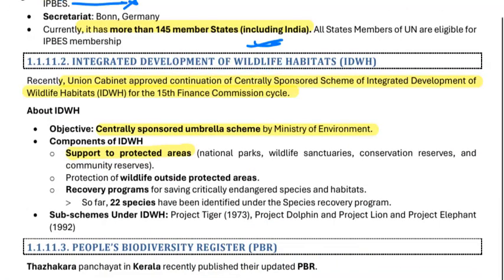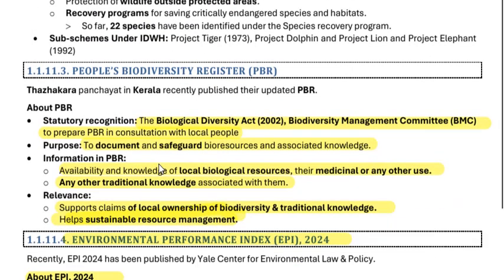Okay. Next is the Integrated Development of Wildlife Habitats. The Union Cabinet approved continuation of the centrally sponsored scheme of Integrated Development of Wildlife Habitats for the 15th Finance Commission cycle. It is a centrally sponsored umbrella scheme by the Ministry of Environment. It supports the protected areas. Protected areas means national park, wildlife sanctuary, conservation reserve, community reserve. Not very important.